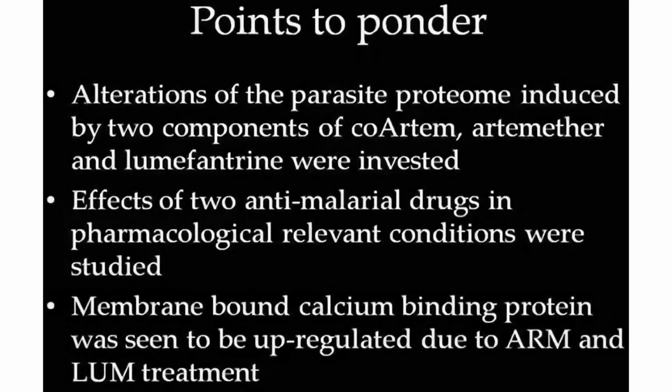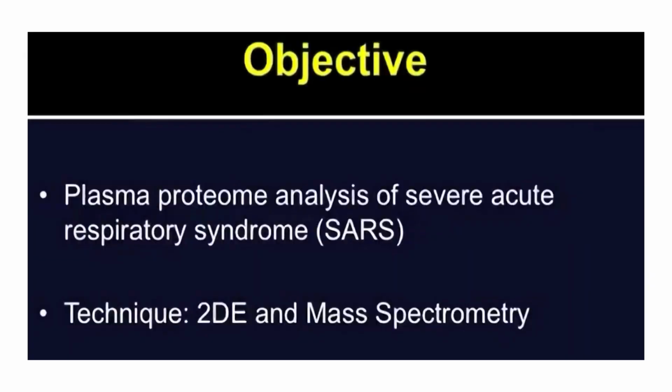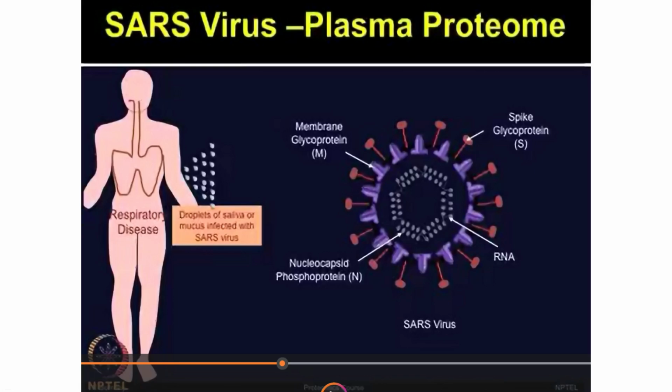Then SARS was the other case study, which is trying to check the plasma proteome analysis of SARS, where 2DE as well as mass spec was used. As you all know what SARS is, it's a respiratory disorder. It has certain glycoproteins which cause symptoms like COVID, which we all know in much detail, as the whole 2 years was that specific COVID phase. So I'm not going into detail about this.